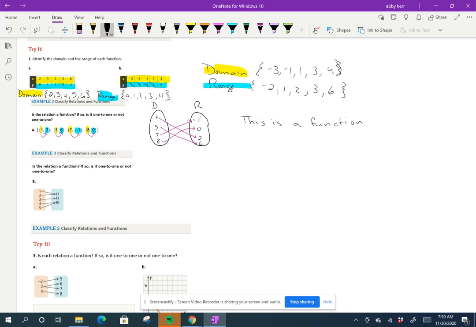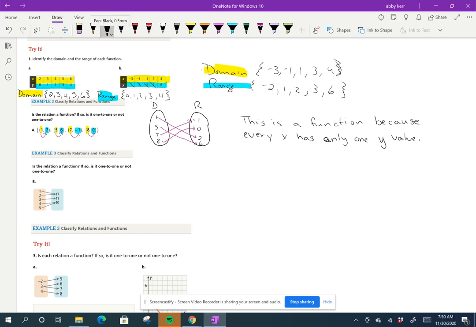All right, so this is a function because every x has only one y value.